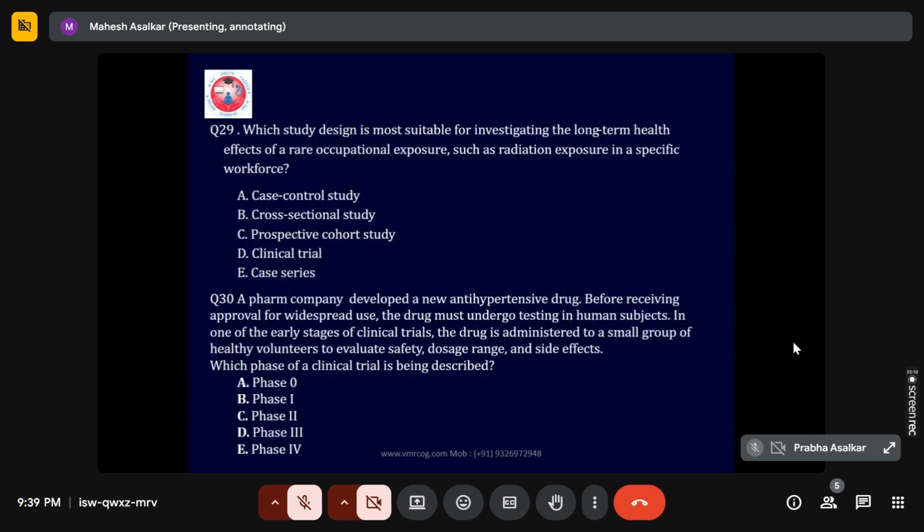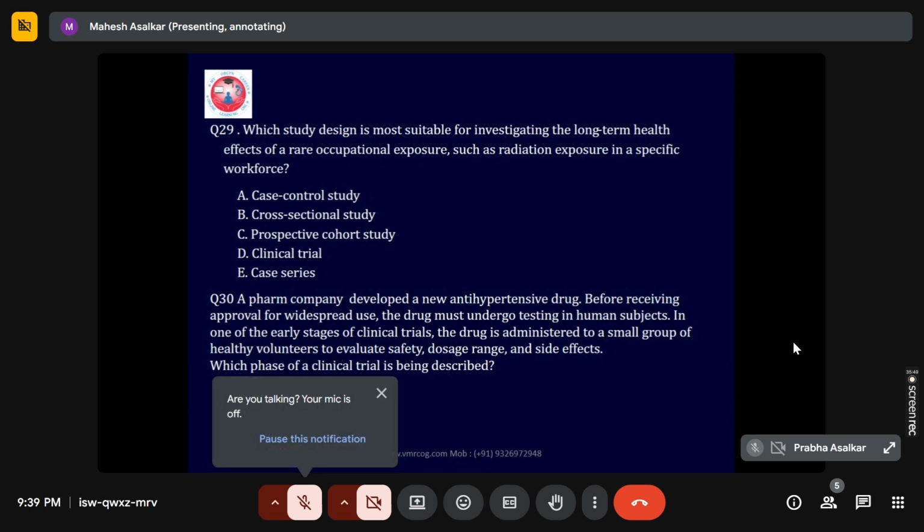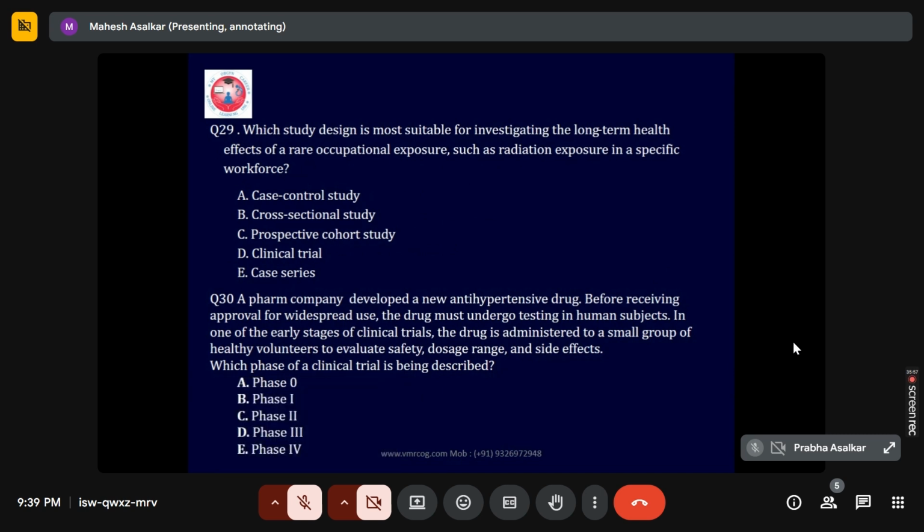So last two, three questions, I guess. Dr. Amrita, continue. Question 29. Which study design is most suitable for investigating the long-term health effects of a rare occupational exposure, such as radiation exposure in a specific workforce? Option A, case control; B, cross-sectional; C, prospective cohort; D, clinical trial; E, case series. So here it will be prospective cohort. Correct. So exposure is rare. You understood now the concept, whether the exposure is rare or whether the outcome is rare.